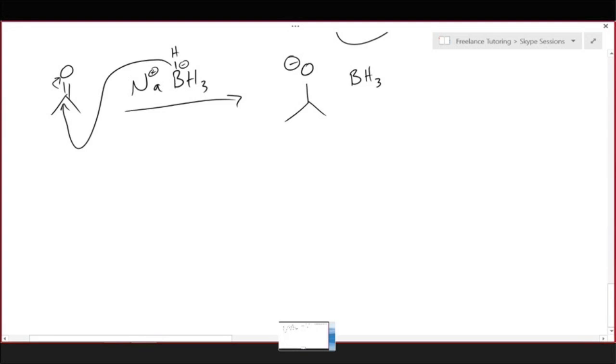Now, you weren't happy with this because it was charged. Now, what usually happens after the nucleophile-electrophile reaction? What usually happens next?